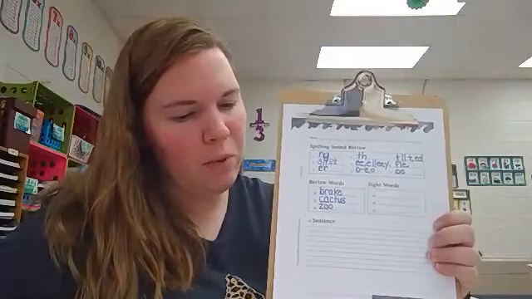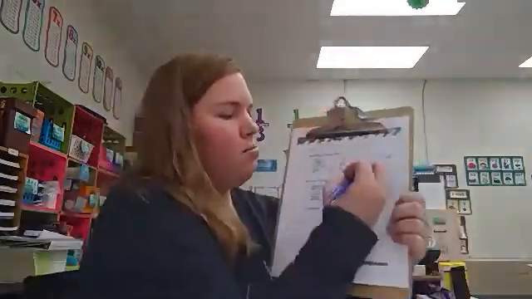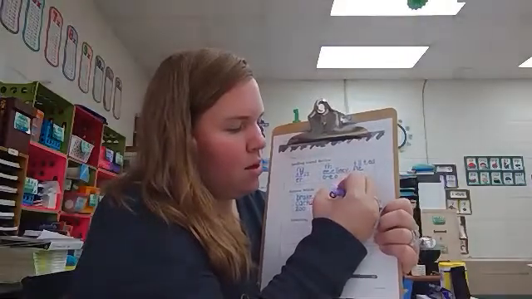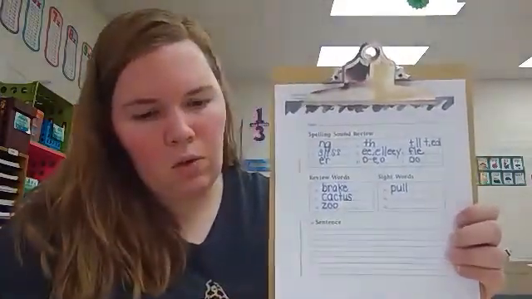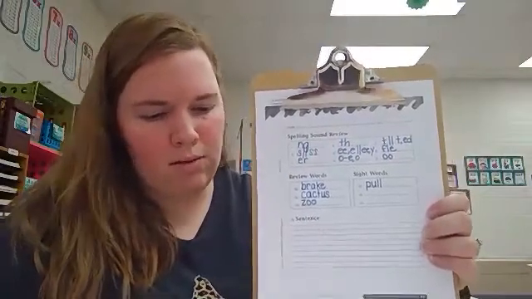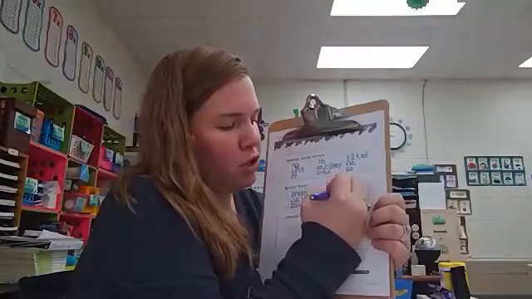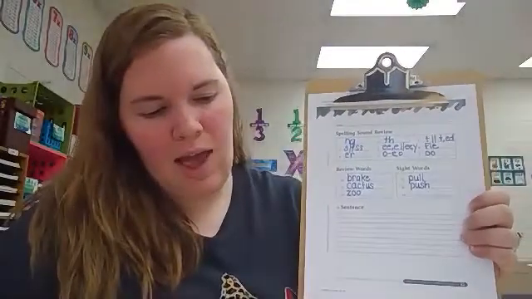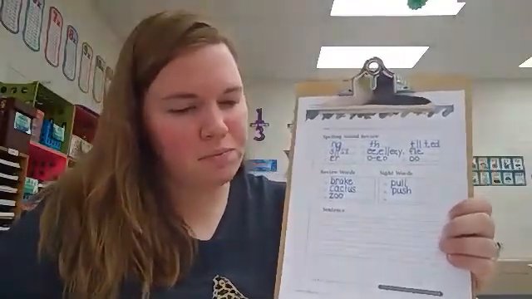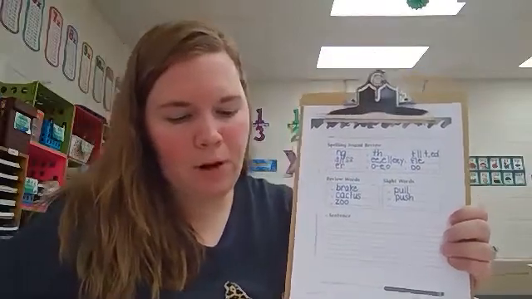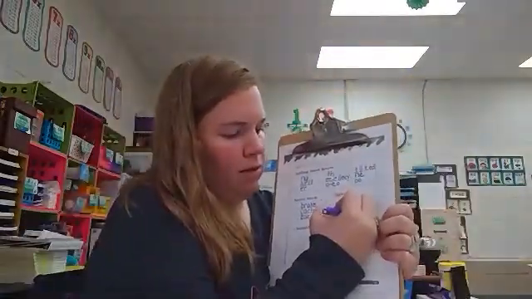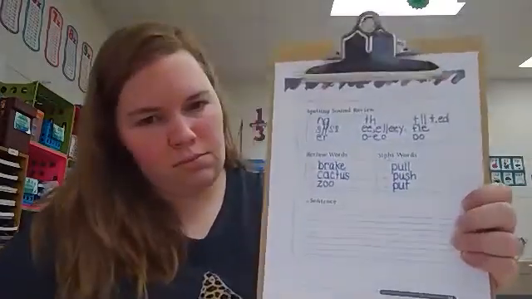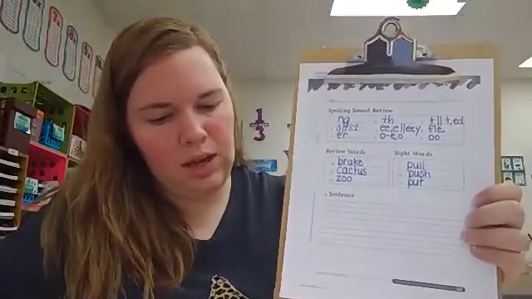Now let's practice spelling some sight words. On number 13, spell the word pull. Pull. P-U-L-L, pull. Number 14, the opposite of pull is push. Spell push. P-U-S-H, push. And number 15, put. Put. P-U-T, put.